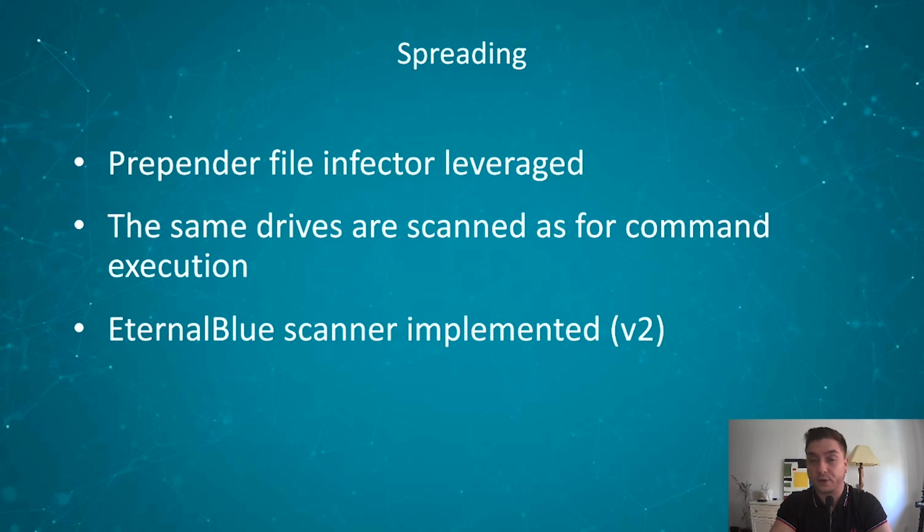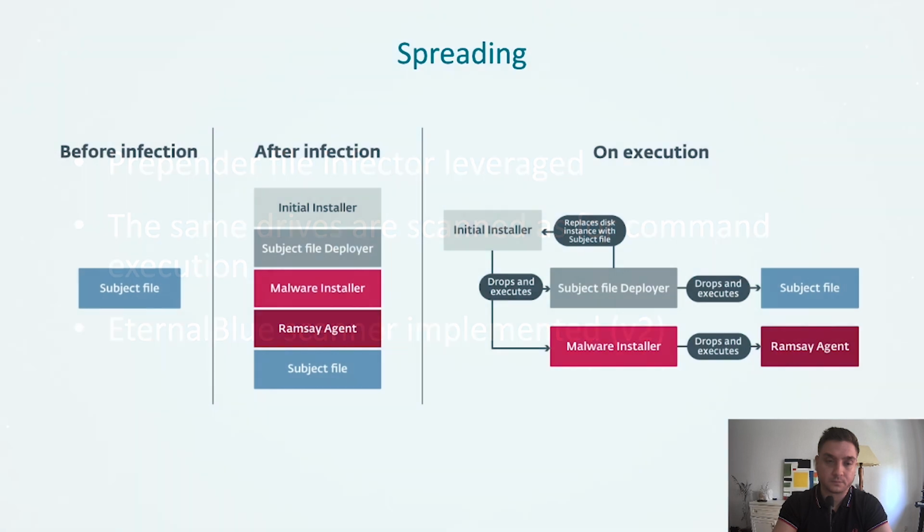We also found an EternalBlue scanner implemented in Ramsay version 2.8, which tries to find hosts vulnerable to this vulnerability. All of these hosts will be recorded and saved to a log file that at some point might be retrieved by operators and leveraged for lateral movement, probably via a different channel. But in regards to the spreading via file infection, this is how it looks.